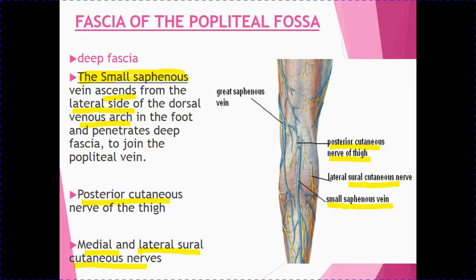So what you have to remember is that the roof of the popliteal fossa is formed by the skin and by the fascia. The fascia has three important structures. First is the small saphenous vein. Second is the posterior cutaneous nerve of the thigh. And third, the medial and lateral sural cutaneous nerves.